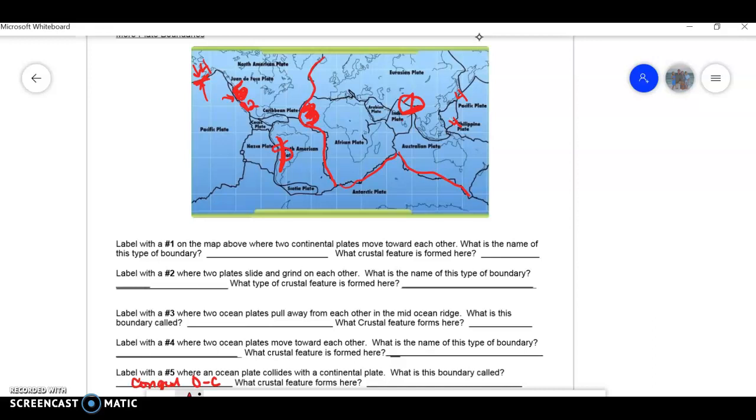So you're going to always get a trench. Anytime you have subduction, a trench, and then you're going to get a volcanic mountain range. We have a trench and a volcanic mountain range. If it's 2 ocean plates, you're going to get a trench and you're going to get volcanic islands there.